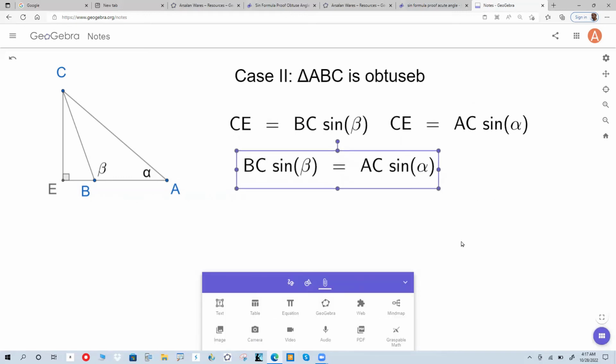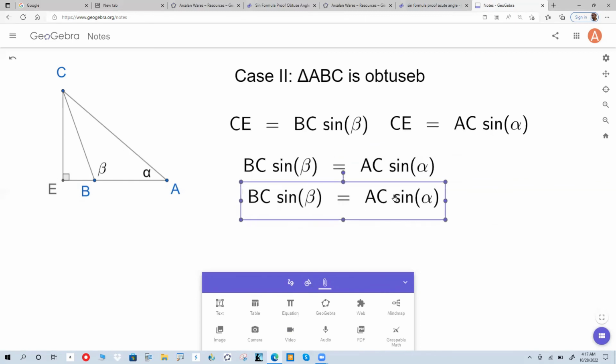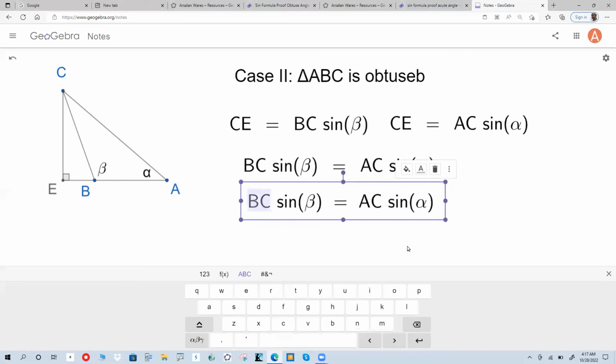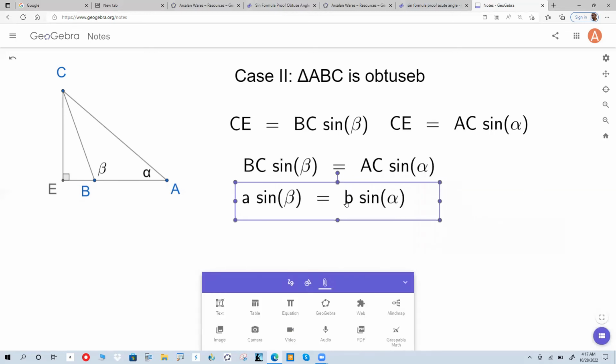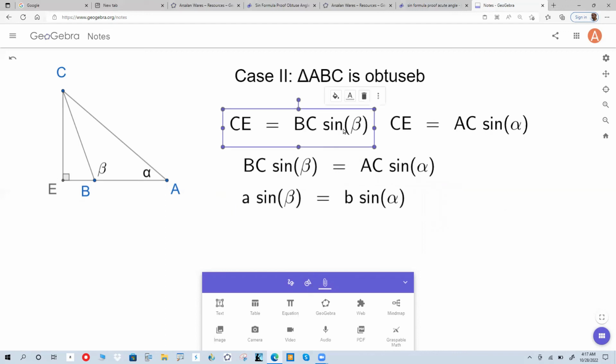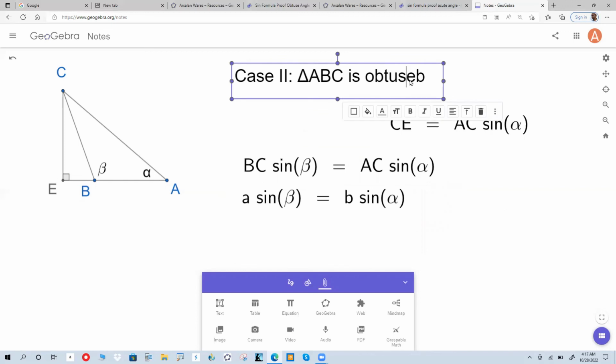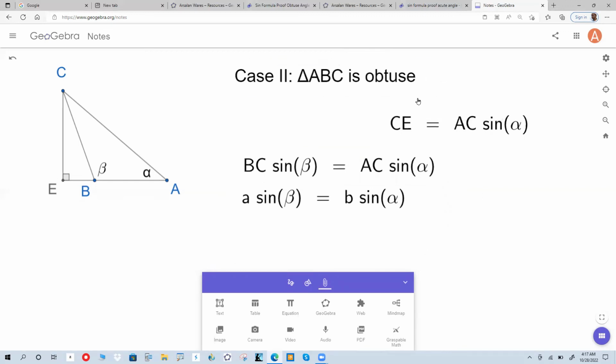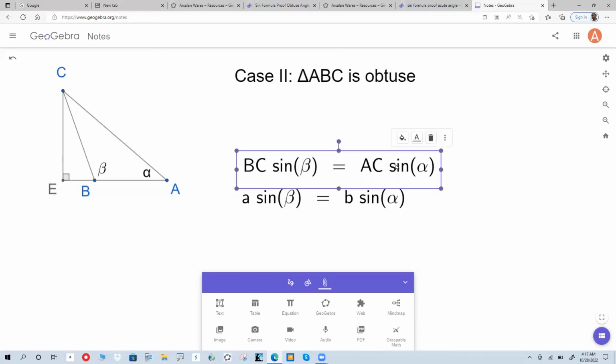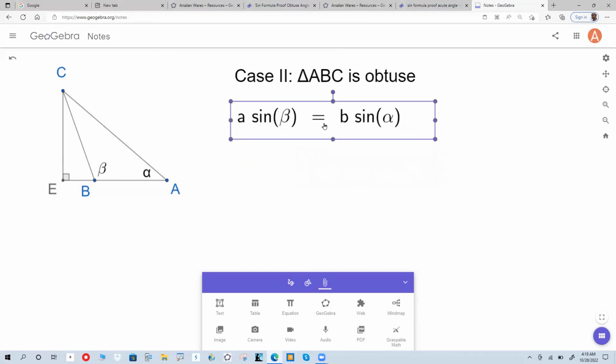Okay, and let's go ahead, replace BC with small a. Might as well do it now. BC is small a because it's facing angle capital A, and AC is small b, it's facing angle capital B or beta. Okay, now as before, I'm going to divide both sides, if you don't mind, I'll get rid of this. And let's fix it. It's obtuse, no obtuse B. Okay, now this is where we are.